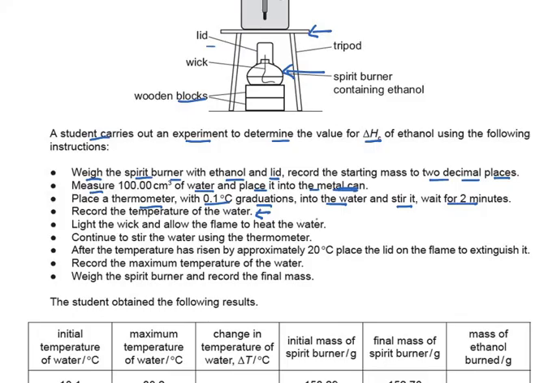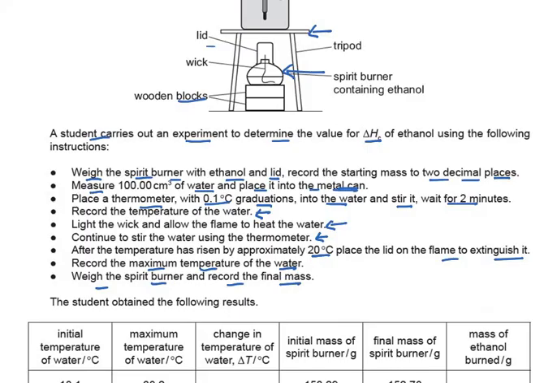Light the wick and allow the flame to heat the water. Continue to stir the water using the thermometer. After the temperature has risen by approximately 20 degrees Celsius, place the lid on the flame to extinguish it. Record the maximum temperature of the water, weigh the spirit burner and record the final mass. This is the whole procedure done by a student to calculate delta Hc, that is the enthalpy of combustion of ethanol. You can pause the video and reread the whole procedure.